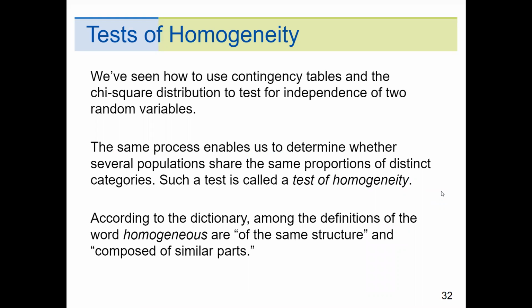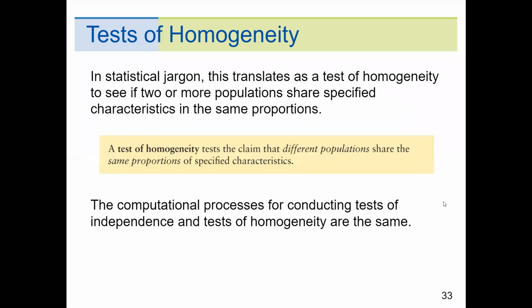We've seen how to use contingency tables and the chi-square distribution to test for independence of two random variables. The same process enables us to determine whether several populations share the same proportions of distinct categories. Such a test is called a test of homogeneity. According to the dictionary, among the definitions of the word homogeneous are the same structure and composed of similar parts. In statistical jargon, this translates as a test of homogeneity to see if two or more populations share specified characteristics in the same proportions. Test of homogeneity tests the claim that different populations share the same proportions of specified characteristics.